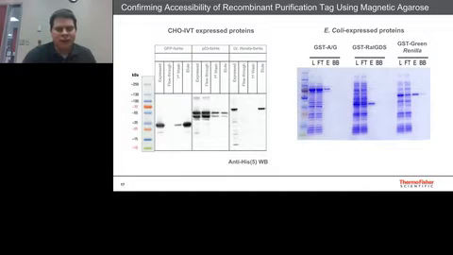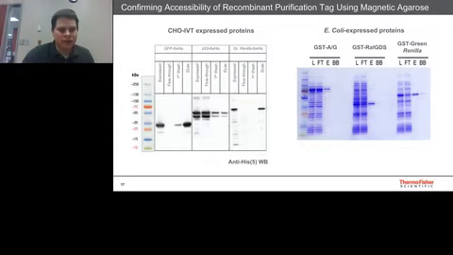Accessibility of the tag for purification can also be screened with magnetic agarose beads. Placement of the tag in quaternary structure influences binding of target protein to the affinity resin. Confirming the correct placement of affinity tags with magnetic agarose beads before doing larger scale purifications helps to prevent loss of time and money.